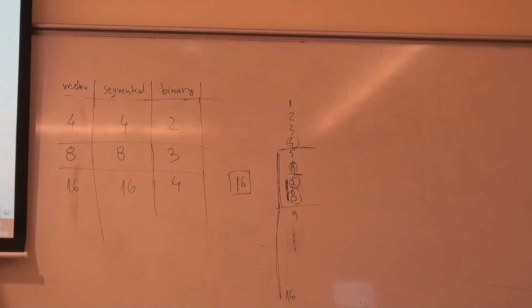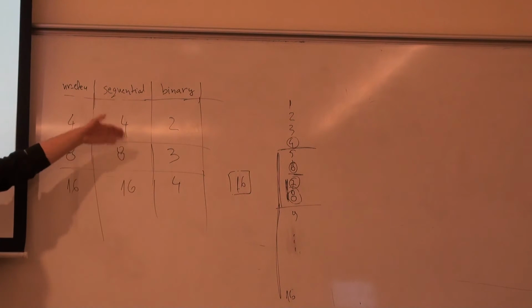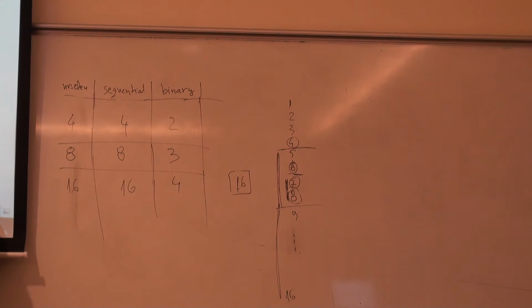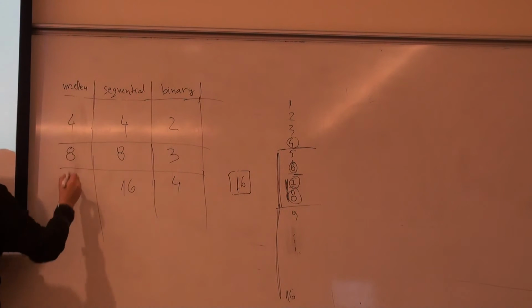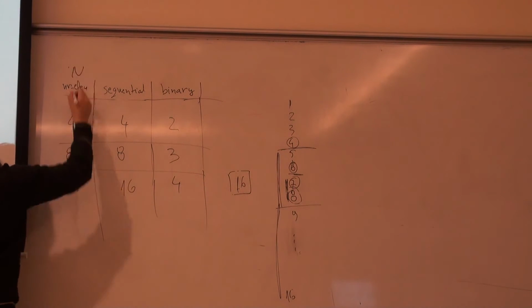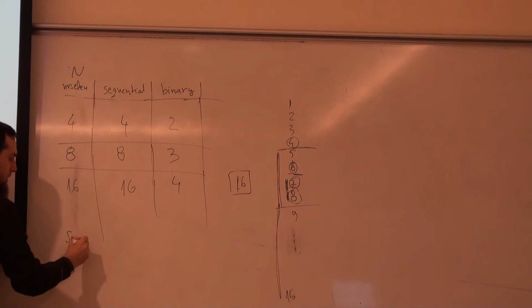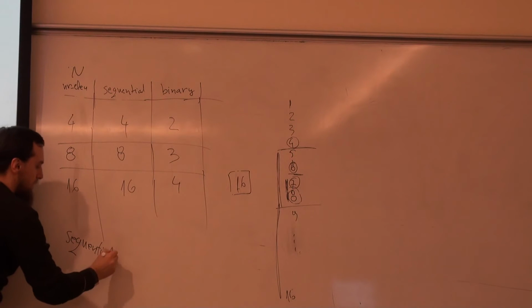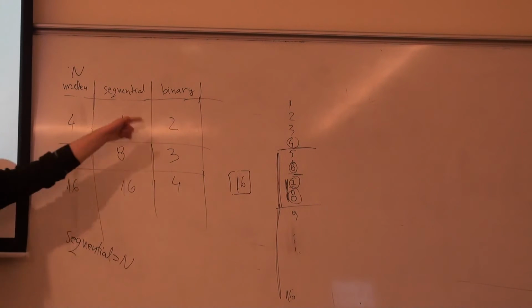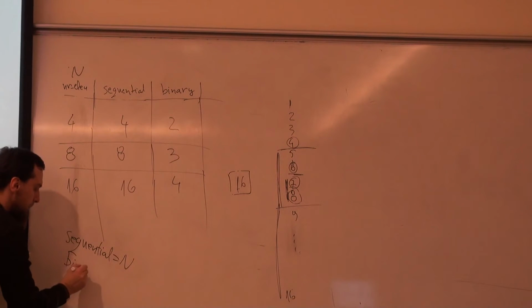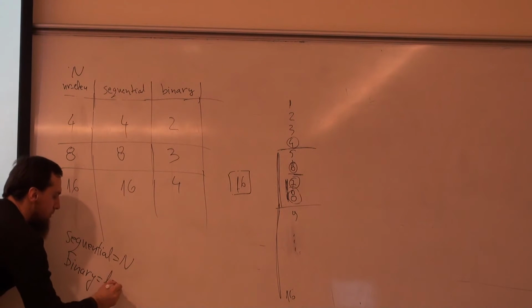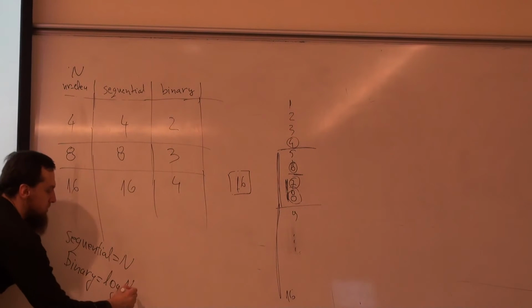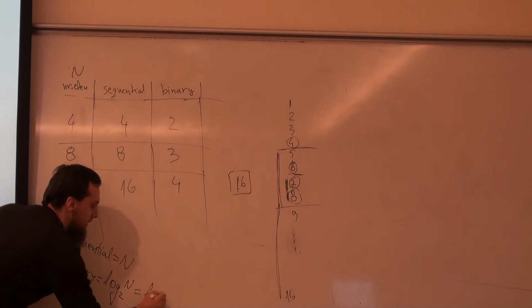can you come up with a formula for sequential and binary search? It's probably something to the power of the number of elements. Or even better, like this. If the number of elements is n, then sequential is always equal to n. But binary is equal to the logarithm of n with base 2, which is written as log n.